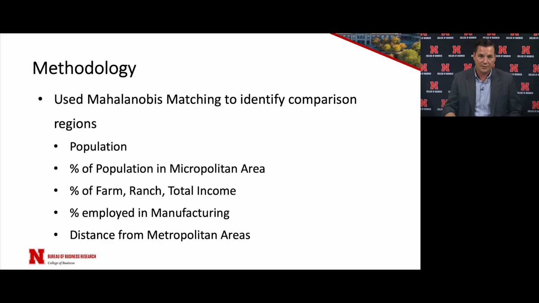The 7 variables we looked at across those 85 regions were population, the percent of the population in a micropolitan area, the percent of farm and ranch income as a percentage of total income, the percent of people employed in manufacturing, and the distance from a large metropolitan area and distance from a small metropolitan area. Again, we took those 7 variables and put them into a formula that essentially gave us the distance between our Nebraska regions and other regions mathematically. And I should say, it's not just outside Nebraska, as you'll see later. Some Nebraska regions will be compared to other Nebraska regions. It just so happened that some Nebraska regions were statistically similar to one another, so the distance wasn't very far between those. So we'll compare those to one another for comparison's sake.